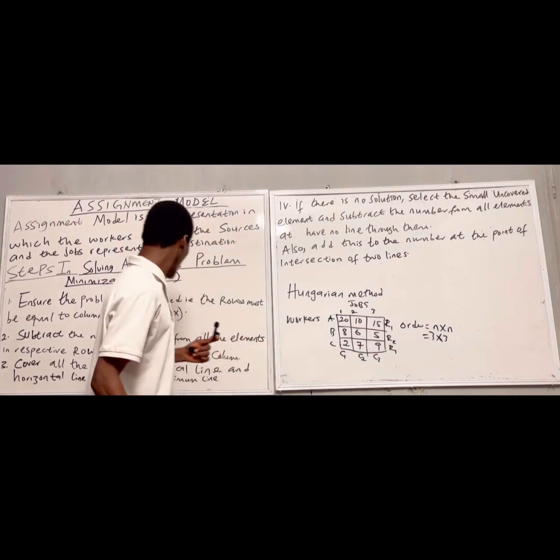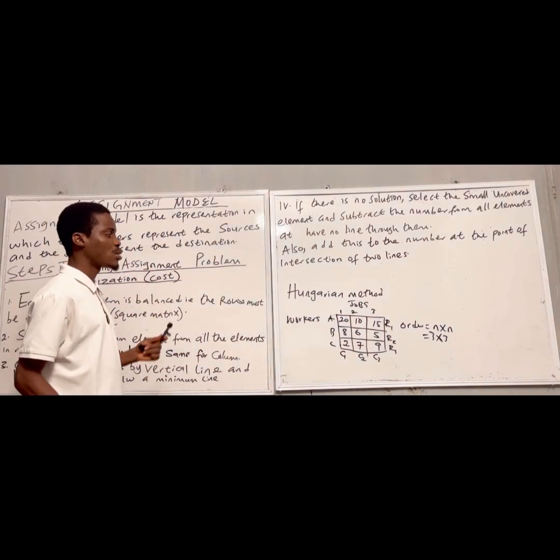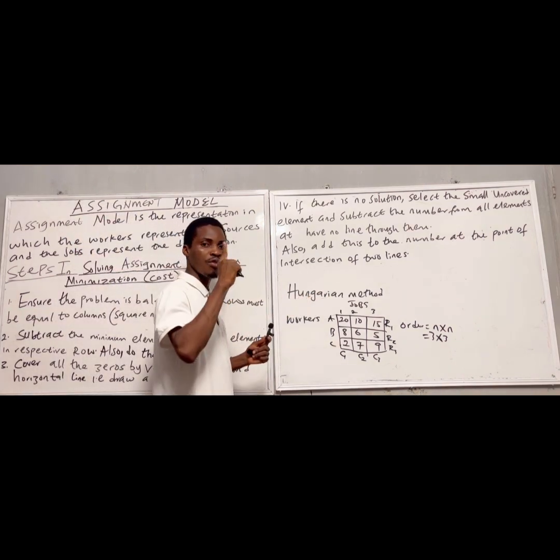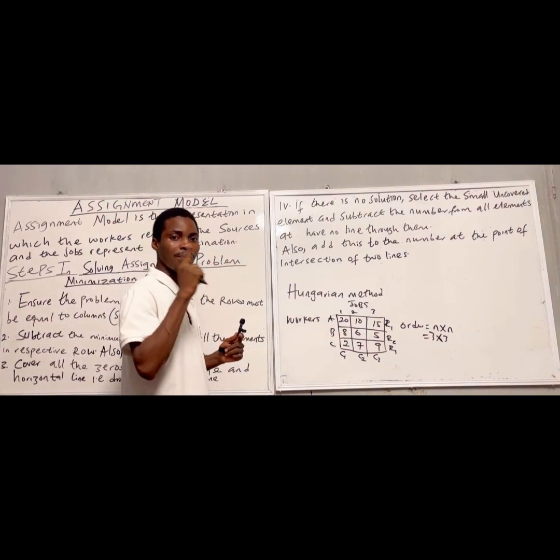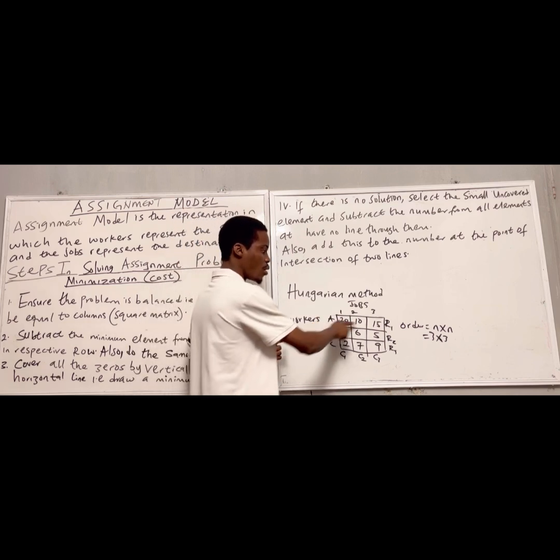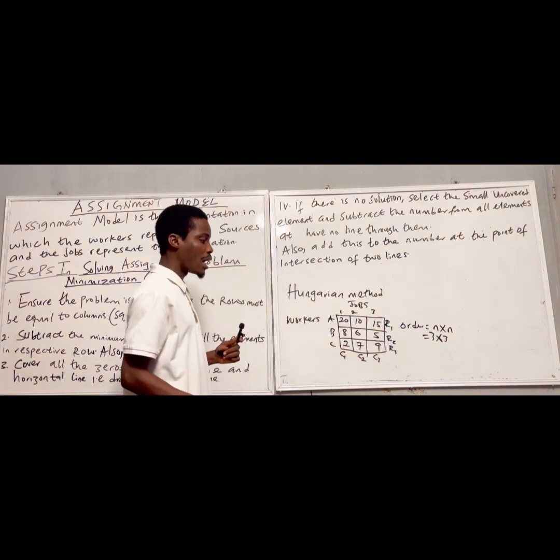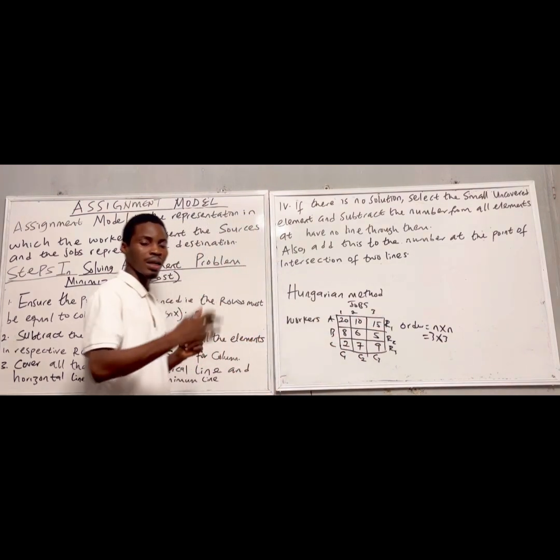So the first step in solving an assignment problem using the Hungarian method is to check if it is a balanced type, that is, if the number of rows is equal to the number of columns. And if it is a balanced type, you can go on.